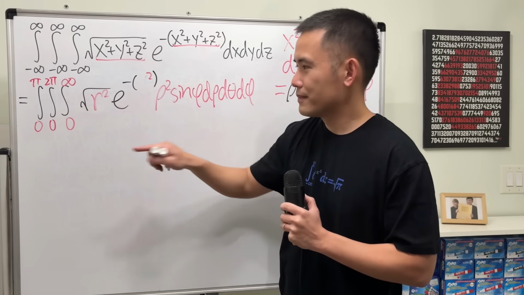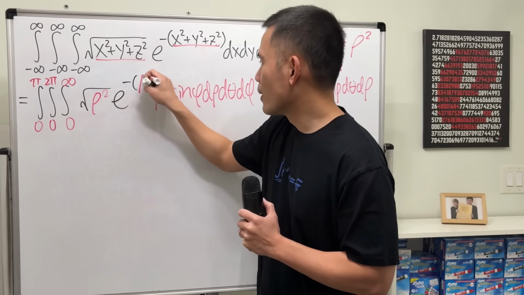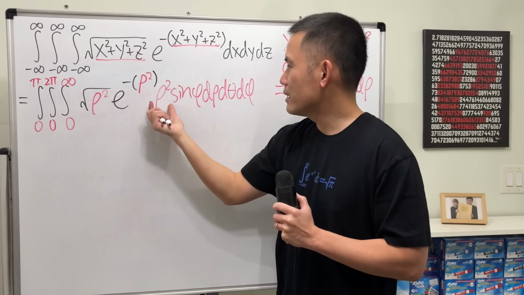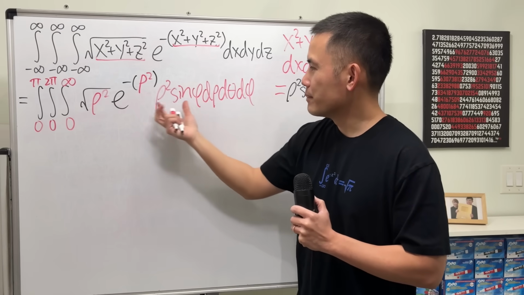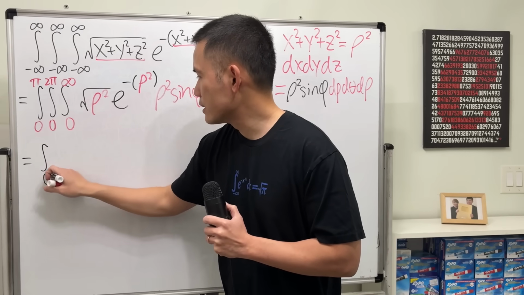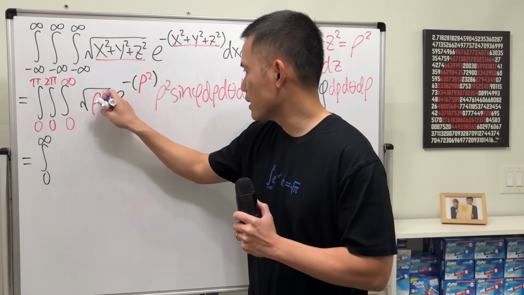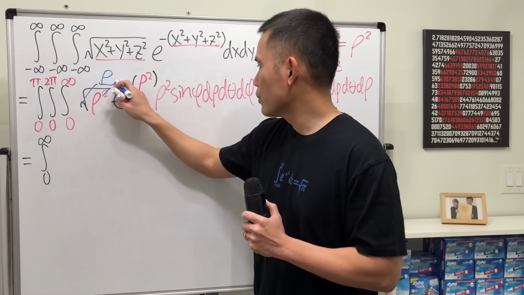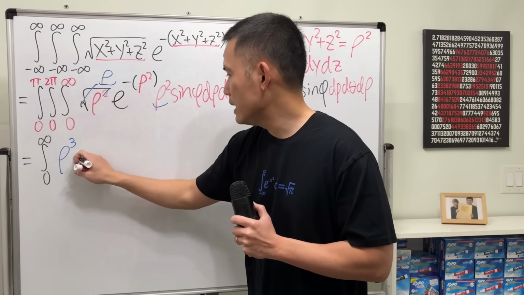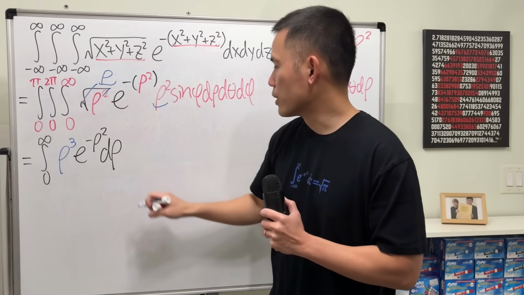You can see that all this right here, they have rho, and I'm just going to bring them together into one integral. So let's take a look. Integral going from 0 to infinity. This right here is just rho. Of course, cancel this, it's just rho. Along with rho square, we get rho to the third power. And then we have e to the negative rho square, and that's in the rho world.